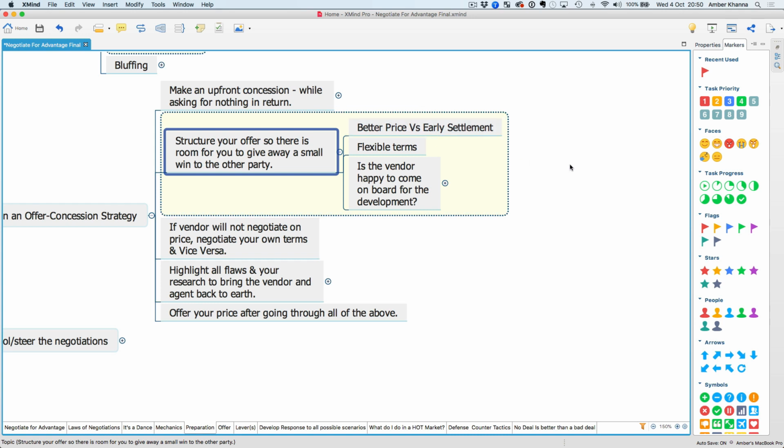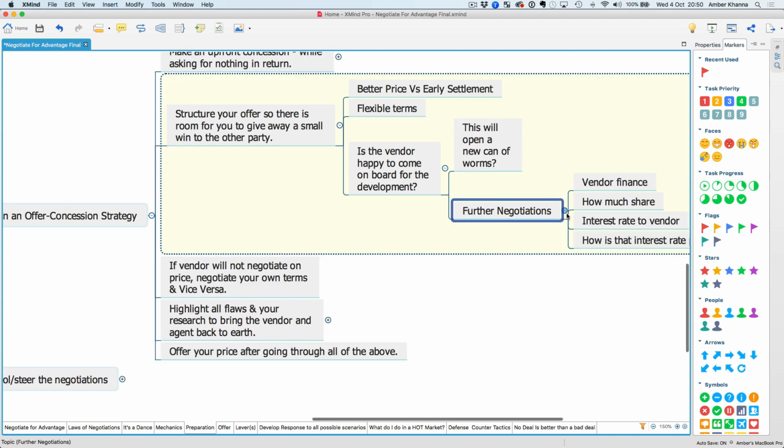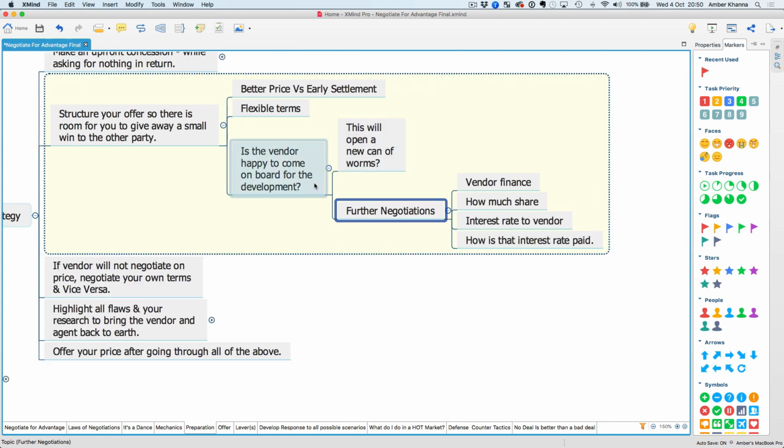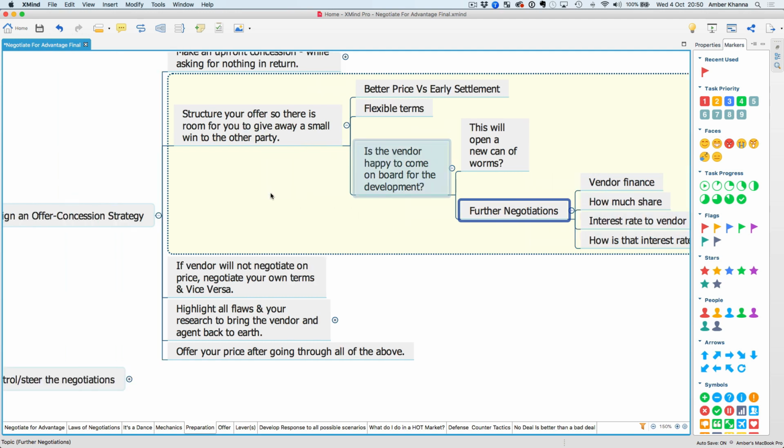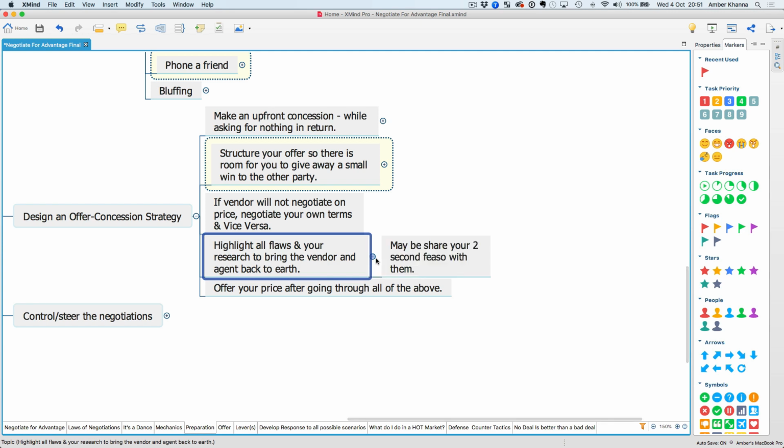Design an offer concession strategy. So make an offer and concession while asking for nothing in return. When you start off, always make it a concession strategy. The first thing you do is, if you are the first one who's given a first small concession, even a small gift or gesture creates a feeling of indebtedness. So what you're trying to do is get them to be indebted to you. It sends a message that you are invested in their well-being and you're not looking to dominate.